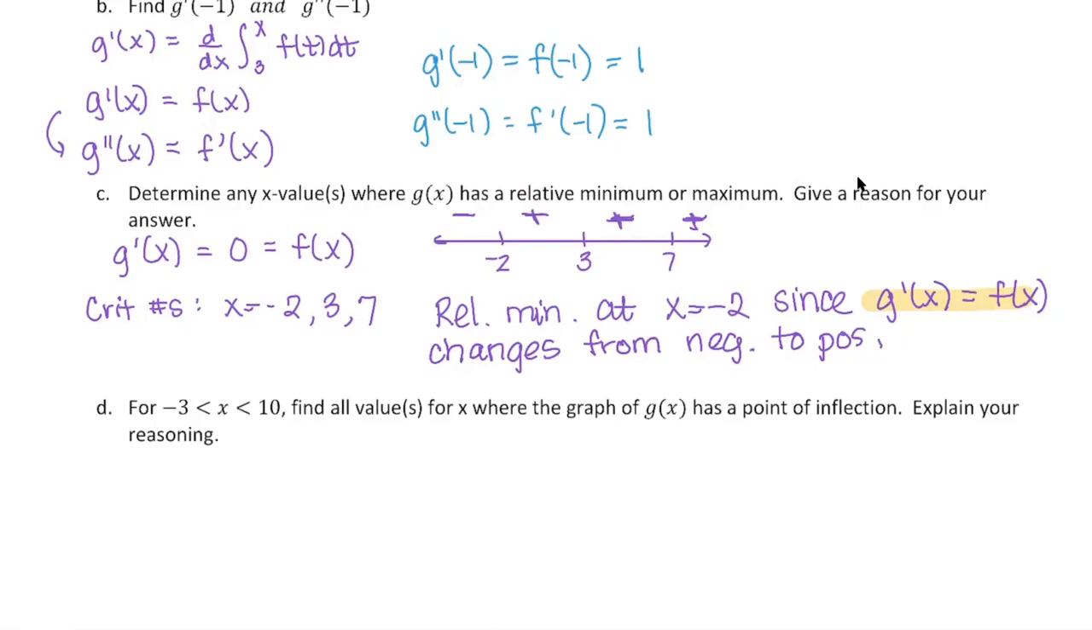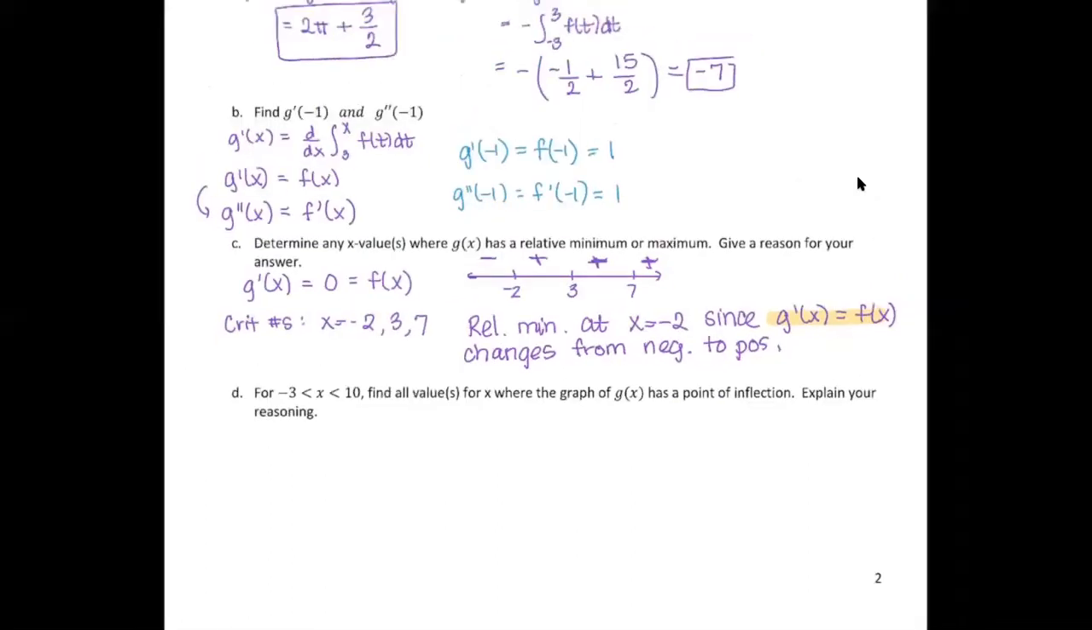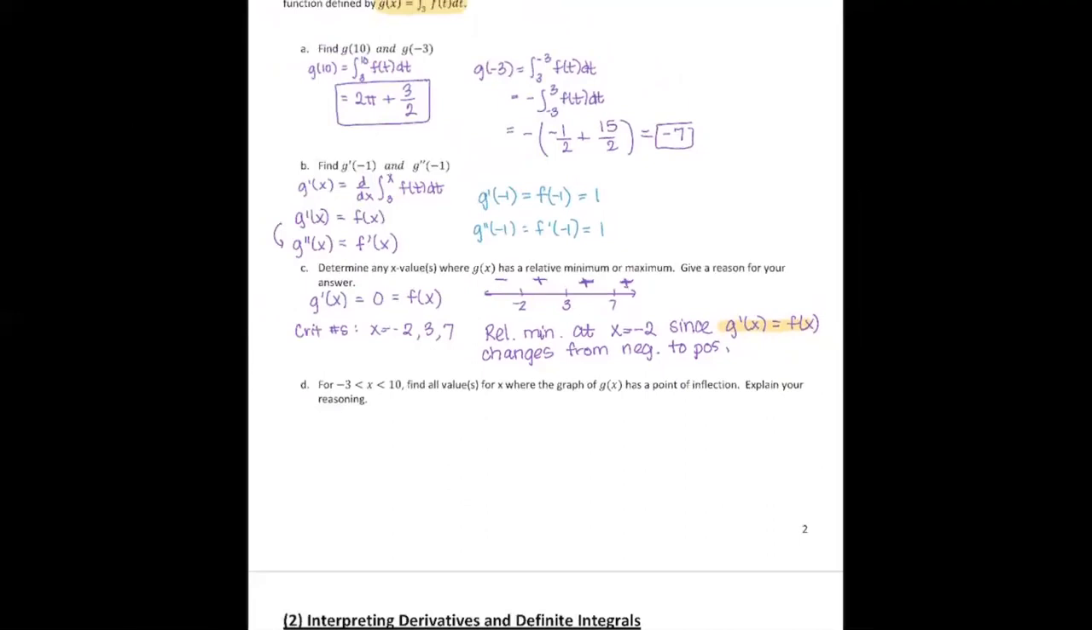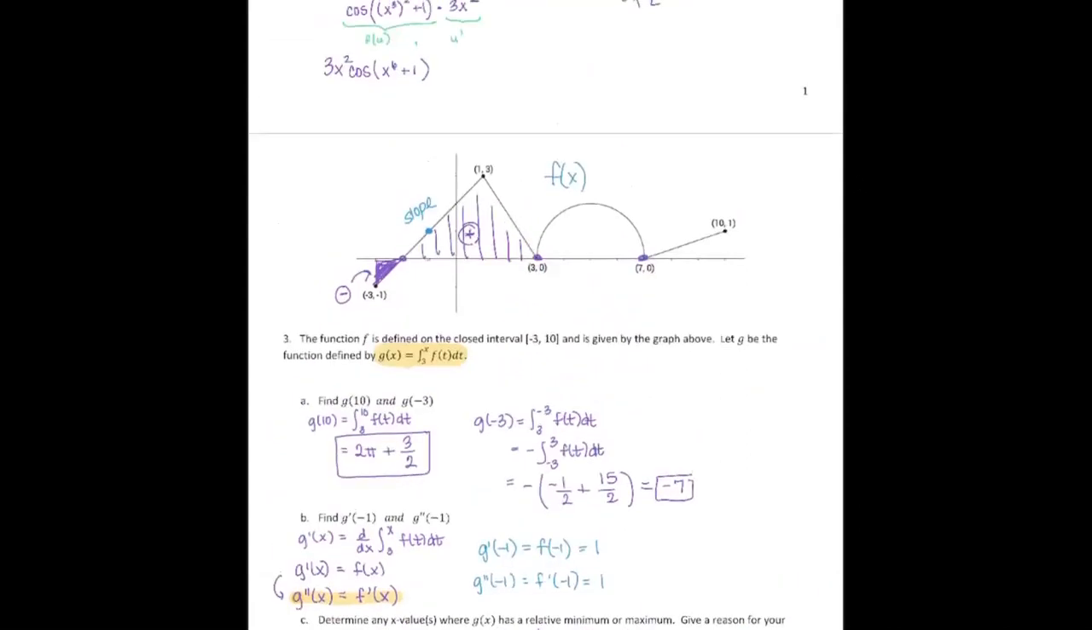No pun intended. Last one, for -3 to 10, find all values for x where the graph of G of x has a point of inflection, and explain your reasoning. Now, this is where we have to go back to what we have been given. Could we find G double prime of x? We can, but G double prime of x, remember, is equal to f prime of x. We do not have the graph of f prime. We only have the graph of f. So our answers need to be in terms of what f is doing.